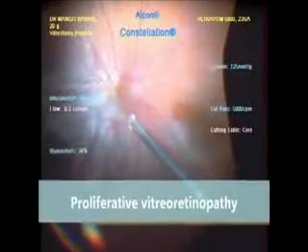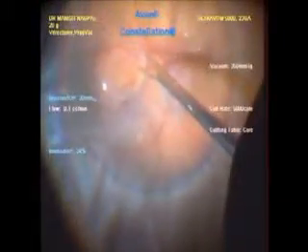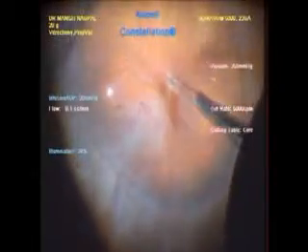PVR leads to membrane formation and retinal stiffness. A typical case would start with a thorough vitrectomy. Perfluorocarbon heavy liquid is used to stabilize the posterior pole and assess the traction. Membranes are identified and removed.